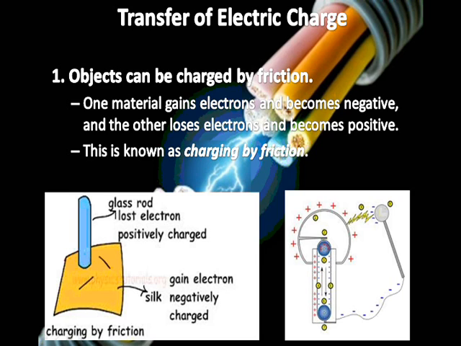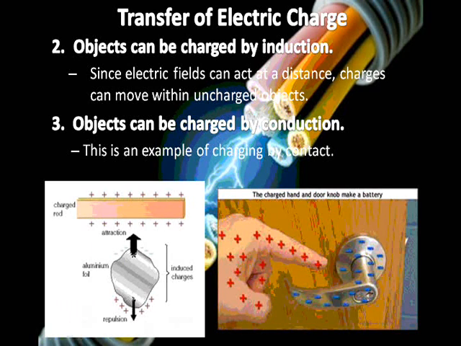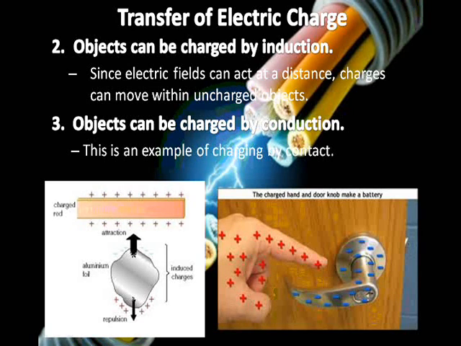And this is known as charging by friction, when two materials rub against one another and they charge one another. Now, the second way that you can transfer electric charge is by induction. Induction is when two things are not touching one another, but the electric fields are still in action, and so they can still actually move charges amongst uncharged objects.